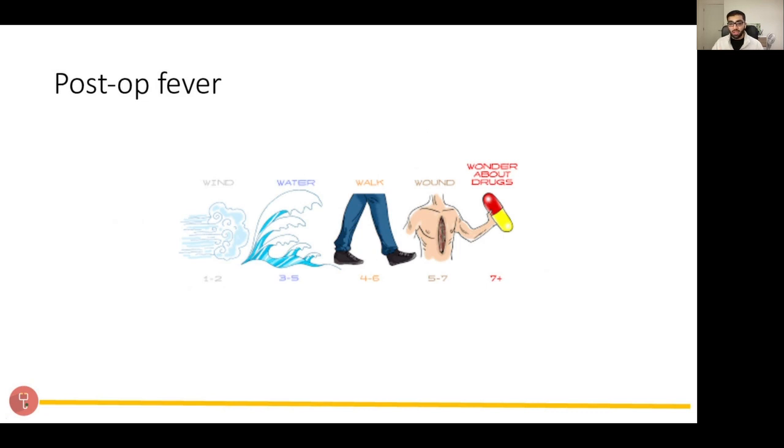And this often happens after surgery or, for example, a patient who's been sedentary for an extremely long time, for example, on a ward immobile. Water is the next cause of post-operative fever, which essentially means a UTI or an IV line infection. And walking is a DVT or a PE. And wound is more obviously a wound infection. And then after 7 days is when you start worrying about any drugs or any antibiotics that are paradoxically causing the fever itself.